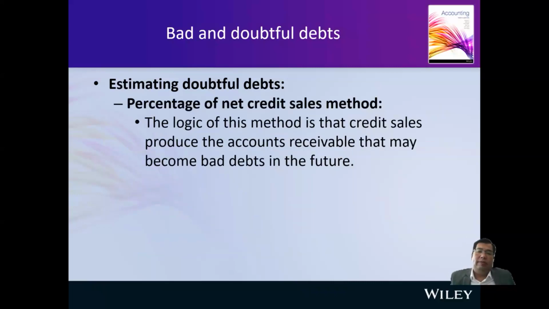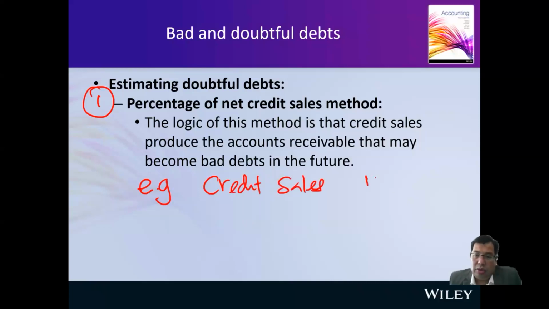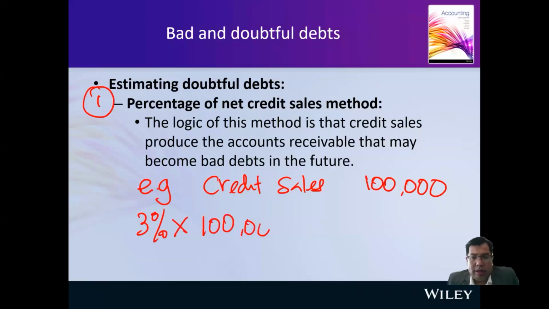So one method is by using percentage. This is method number one, the percentage of net credit sales method. The logic of this method is that your credit sales produce the account receivable that may become bad debts in the future. I'll give you an example. If your credit sales are 100,000, based on your estimation, maybe 3% will turn to bad debts. So your estimation is 3% multiplied by 100,000. This gives you the answer, the doubtful debt of 3,000. So this is method one.